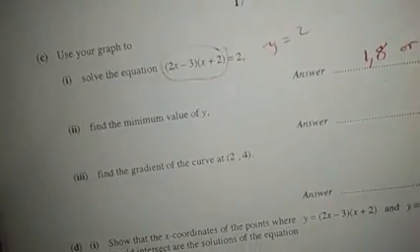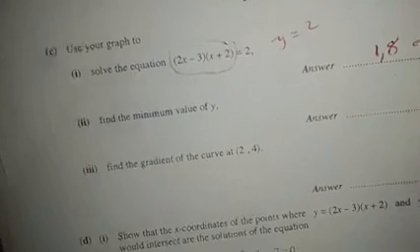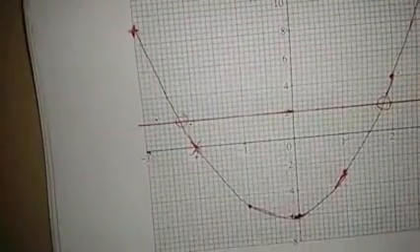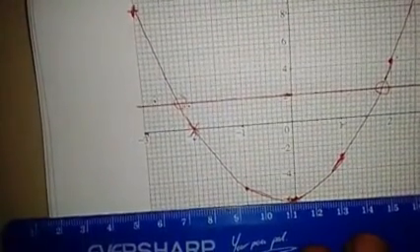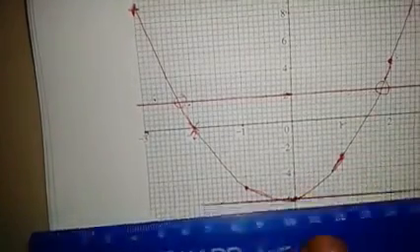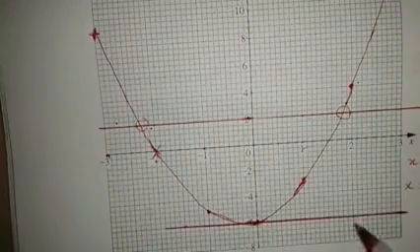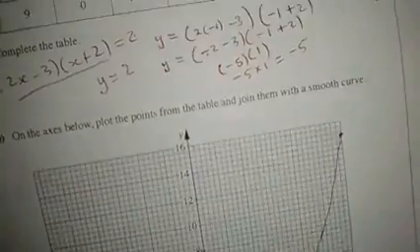Then we move on to part 2. Find the minimum value of y. So minimum value is found at the bottom. You draw a horizontal line at the bottom of your parabola. So this is your parabola. So you have to draw a horizontal line. So the value of y which is going to be cut by this horizontal line is the minimum value. So it is clear that the line is passing through minus 6. So it means that your minimum value is minus 6. So I'm going to write minus 6.